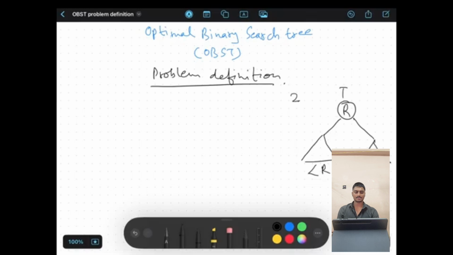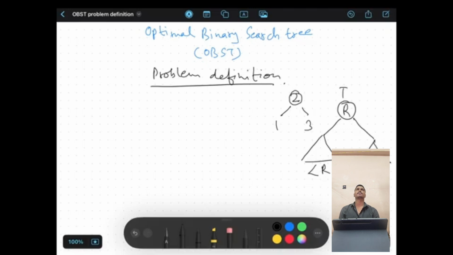For example, let's consider a binary search tree with 2, 1 and 3. 2 is the root, on the left everything is less, in this case 1 is less than 2, and on the right everything is greater than 2.